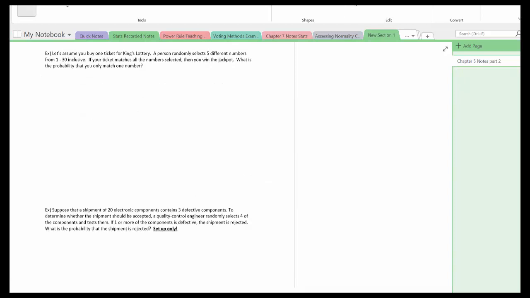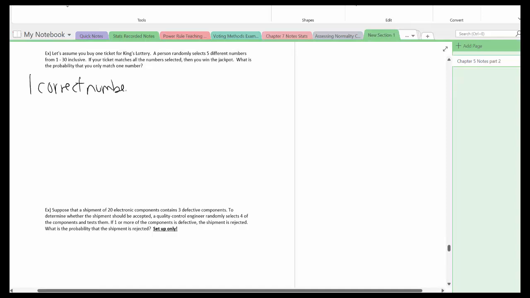Okay, let's take a look at the next example. So it's a lottery example again, but this time it's asking what is the probability that you will match exactly one number. So let's write this out in words. So this is going to be what? Selecting one correct number and selecting 4 incorrect numbers, all over the total number of outcomes.